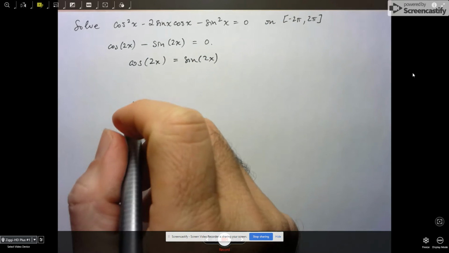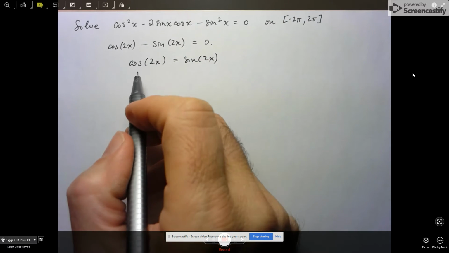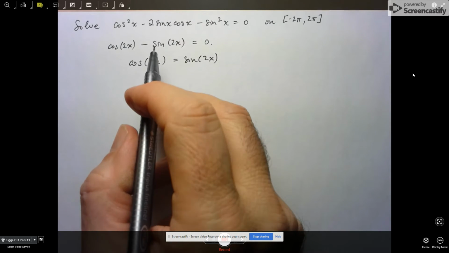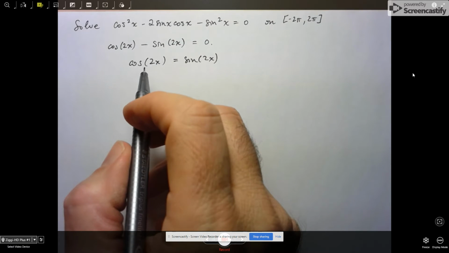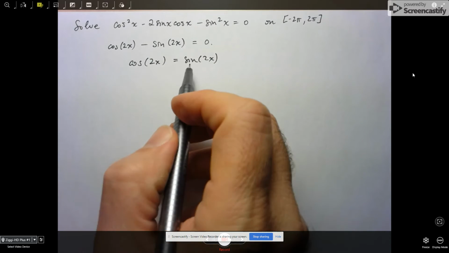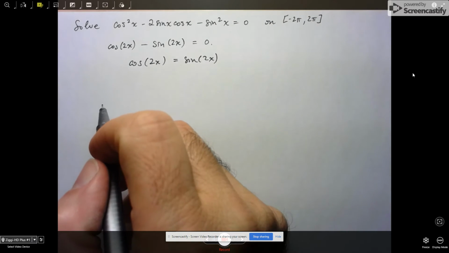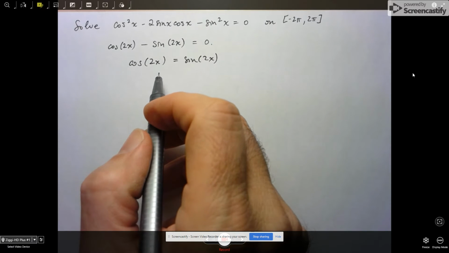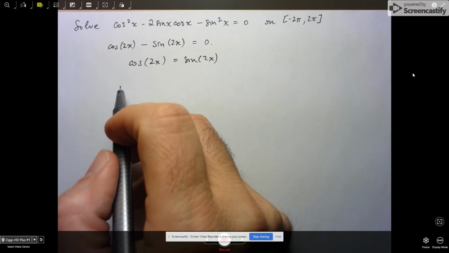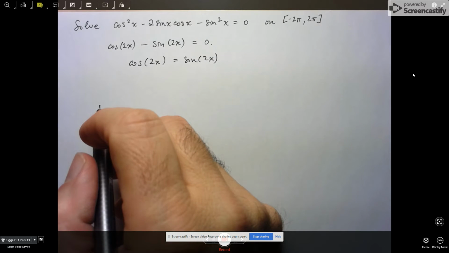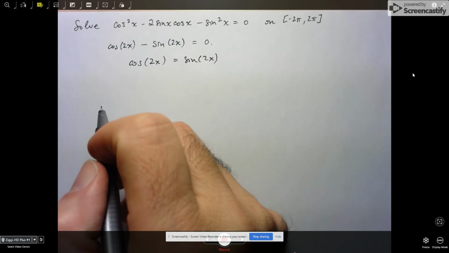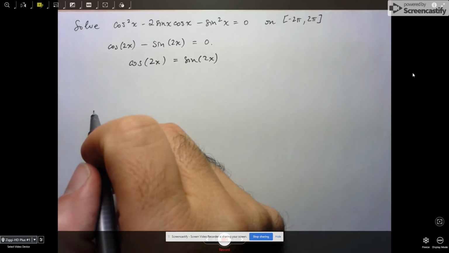Now, while we certainly could divide both sides by cos 2x to get tan 2x equals 1, and that would be a perfectly good way to go, I always try to avoid doing that, because when I divide both sides by cos of 2x, I'm eliminating any solutions that might make cos of 2x equal to 0. Now, in this case, those won't result in any solutions. But if I can avoid dividing both sides by some expression that contains a variable, I certainly do.